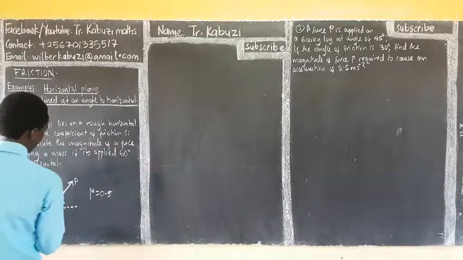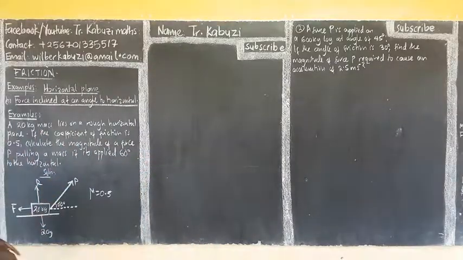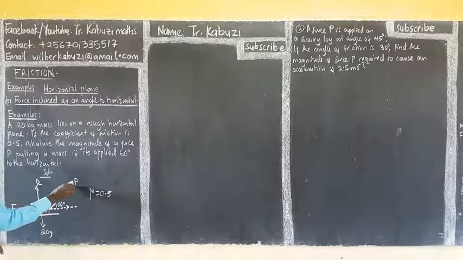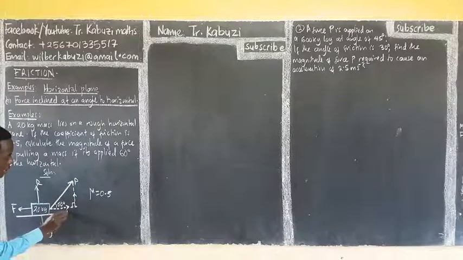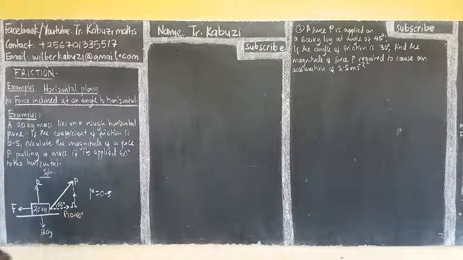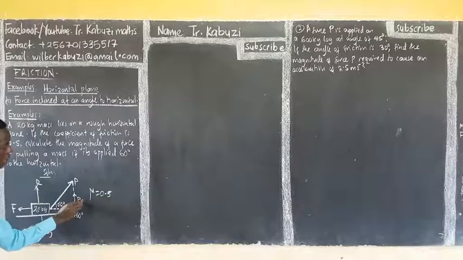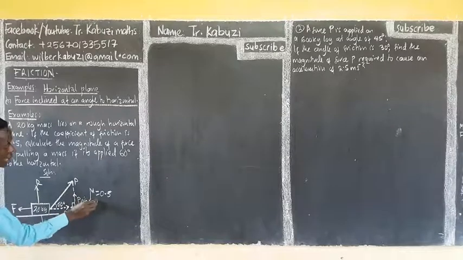Now, because this force is acting at an angle, the starting point is we resolve it. So we resolve it like this. Because this is adjacent, adjacent goes with cos, so cos of that angle. And because this is opposite, opposite goes with sine, so sine of that angle.